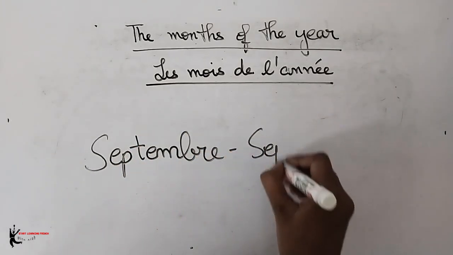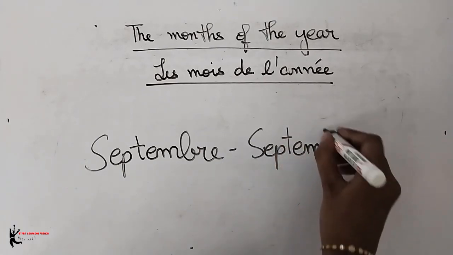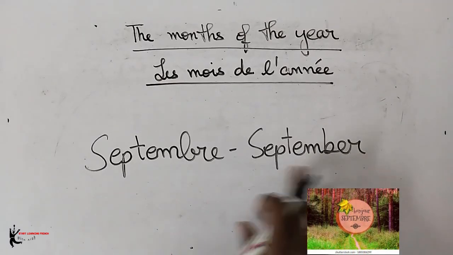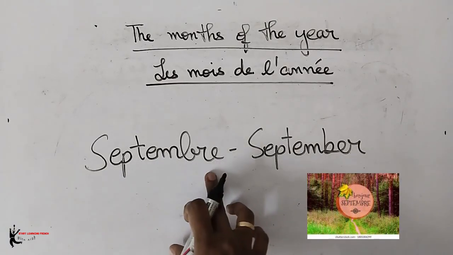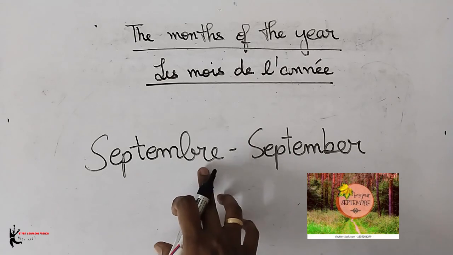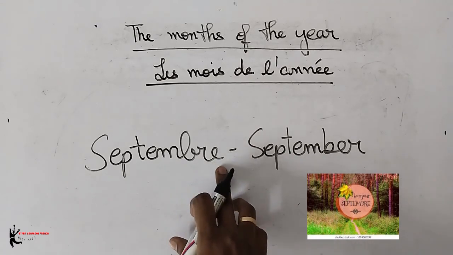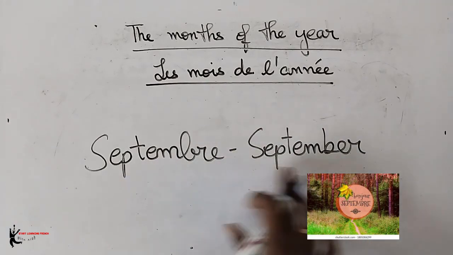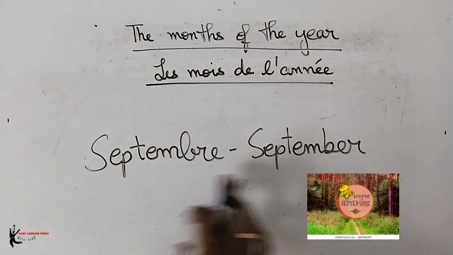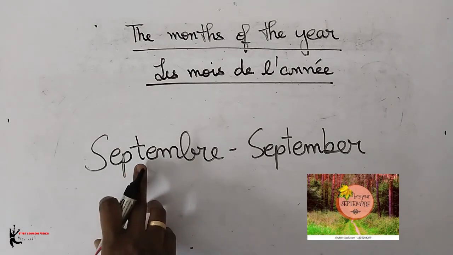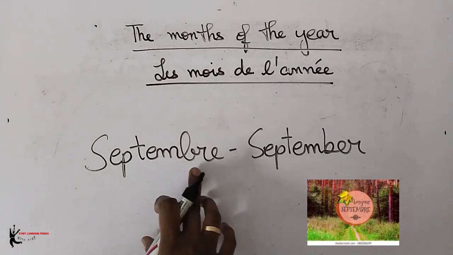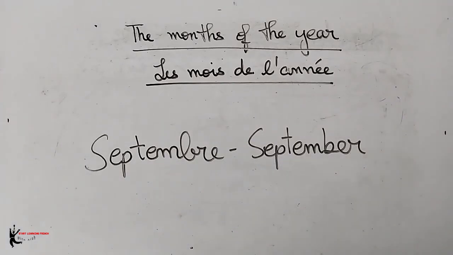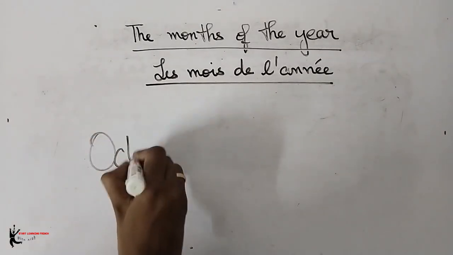is September. Septembre, September. In French, it's the same spelling, but reversed. You have to add R-E, but in English it is E-R. Other than this, it has the same spelling. Septembre. S-E-P-T-E-M-B-R-E. Septembre is September.